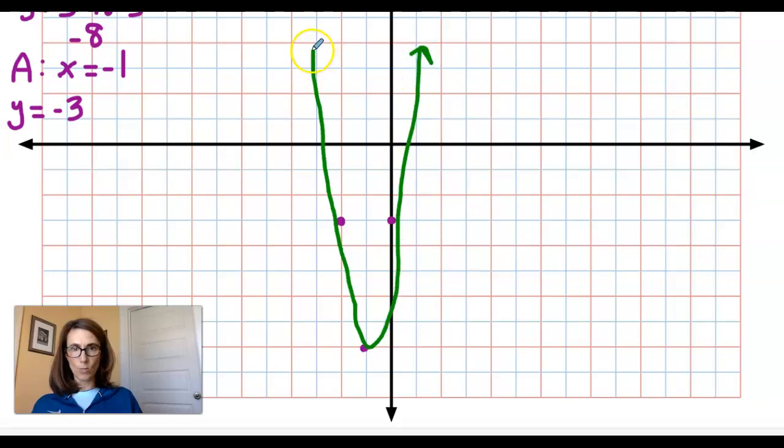Not the best looking parabola, but you get the point. Later in the chapter, we will learn how to figure out what exactly those x-intercepts are as well. But for now, I just want to see your axis of symmetry, which in this case is the line x equals negative 1, so this line here, your y-intercept, the mirror image point, and that vertex point.